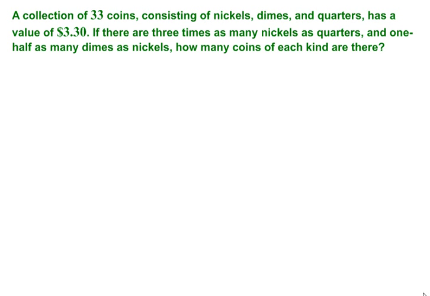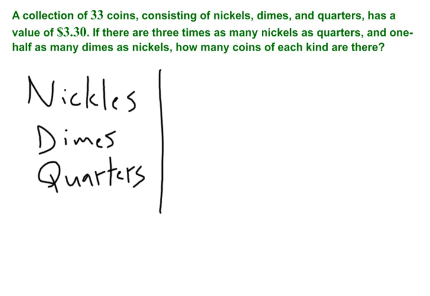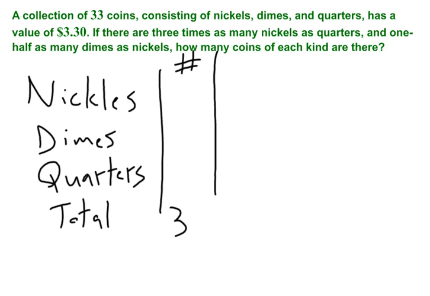So we've got a kind of question that gives us a lot of information here, and we want to decide what we're going to do with it. So let's start by writing down what we know. We know we have nickels. We know we have dimes. And we know we have quarters. We don't know how many of each of those we have, so we're going to assign variables. Although we do know that in total, there are 33 coins.